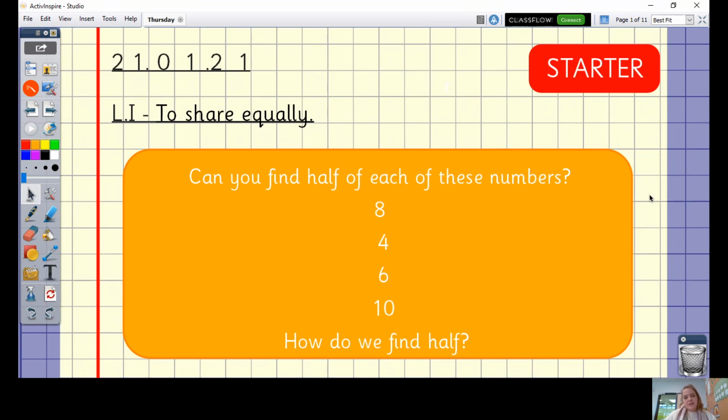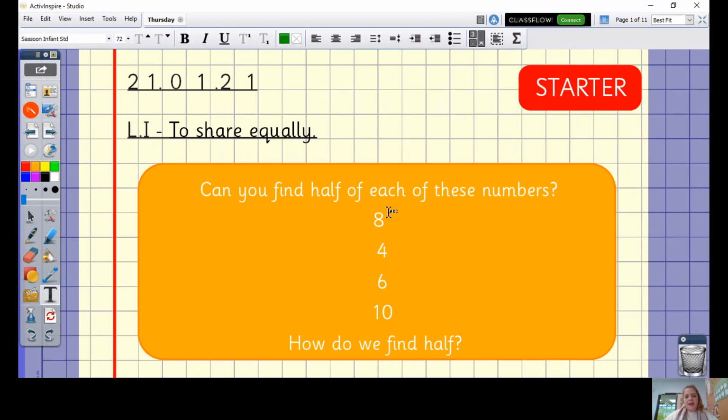Okay, hopefully you've had a chance now to find half of each of these numbers. So I'm just going to go through with you here. So half of 8 is 4. Half of 4 is 2. Half of 6 is 3. And half of 10 is 5.